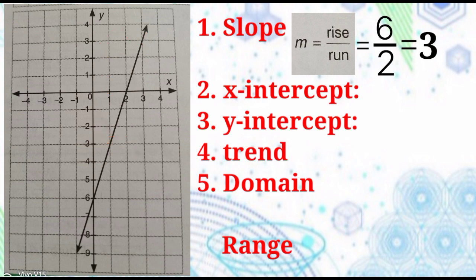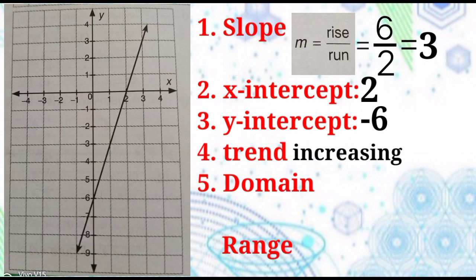Next is the x-intercept. Ito ang line at ito naman ang x-axis. They meet at point positive 2. Kaya ang x-intercept ay positive 2. Para naman kay y-intercept, ito ang line at ito ang y-axis. They cross at point negative 6. Therefore, the y-intercept is negative 6. Next is the trend. The slope is positive. Therefore, the trend is increasing.